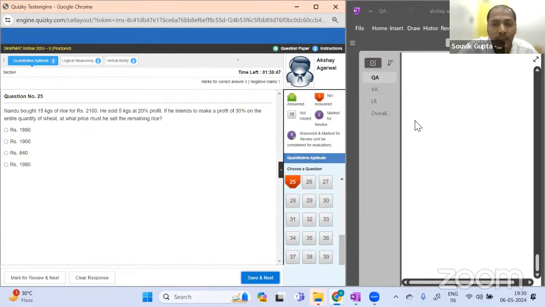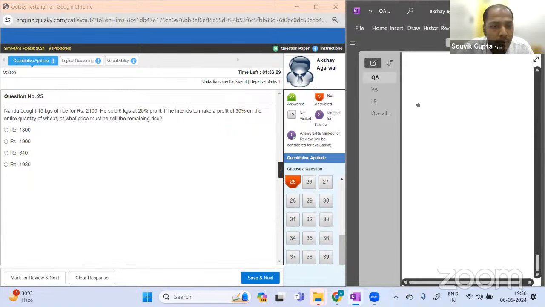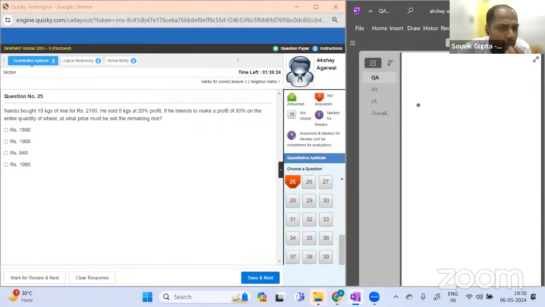Nandu bought 15 kgs of rice for 2,100. He sold 5 kgs at 20% profit. So basically 15 kgs, 2,100, 140 per kg. If he intends to make a profit of 30% on the entire quantity, okay, he has already made a 20% profit on 5 kgs. 5 kgs is 700. Sorry, 140 per kg. So on 700 he's made a 20% profit, so he's made 140 profit already.